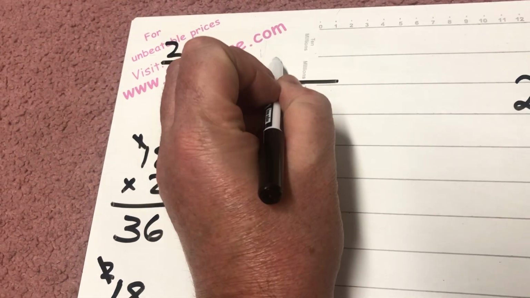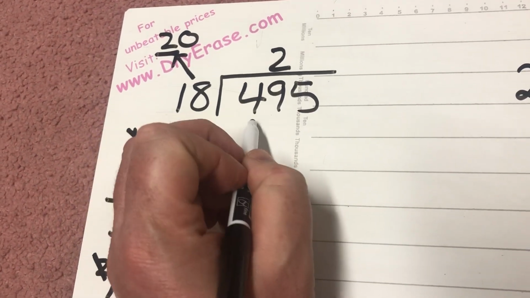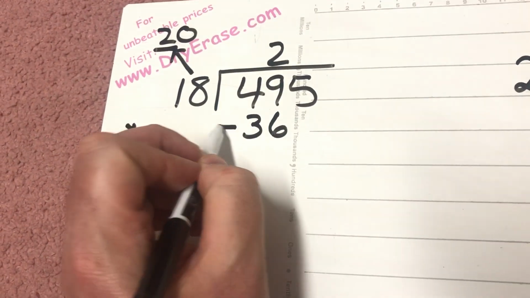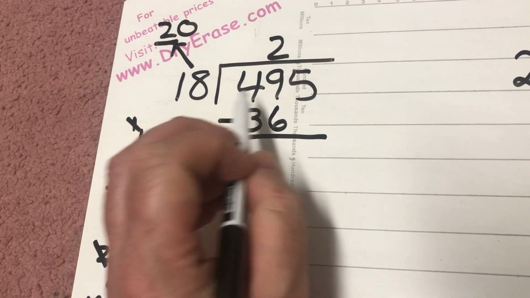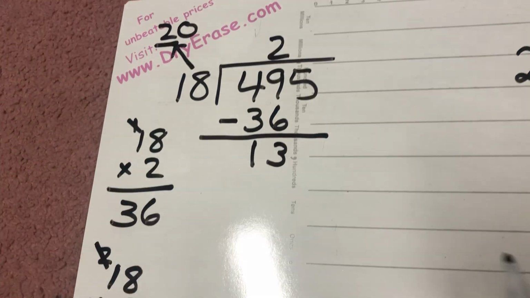So I'm going to go ahead and put my 2 above the 9, because 18 can go into 49 twice. 18 times 2 is 36. I know now that I'm going to do 49 minus 36. 9 minus 6 is 3. 4 minus 3 is 1.